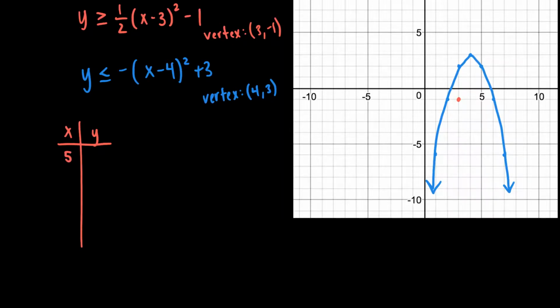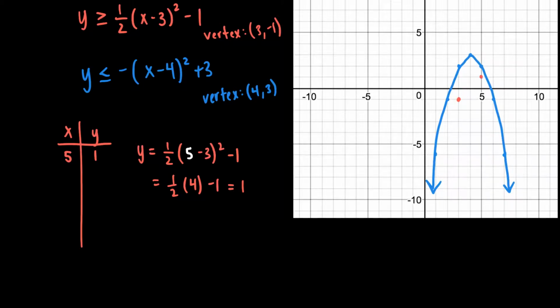So we've got y, and we'll do equal here just for a second. We're going to do 1/2 of, specifically I want to try, (5 minus 3) squared minus 1. So this is going to be 1/2 of 5 minus 3, which is 2. If you square 2, you'll get 4. So half of 4 minus 1, trying to save us some room here. Half of 4 is 2, minus 1 is 1. Okay? So when we plug in 5 for x, we get 1 for y.